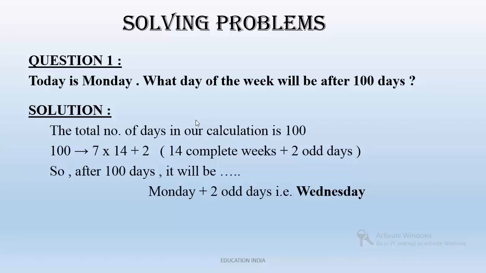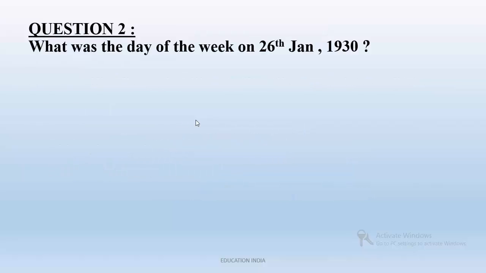So after 100 days, the day of the week will be Monday plus 2 odd days, which will result in a Wednesday. Another question, which is the most common type of question in calendar problems: what was the day of the week on a given date? Suppose in this question, the given date is 26th January 1930.